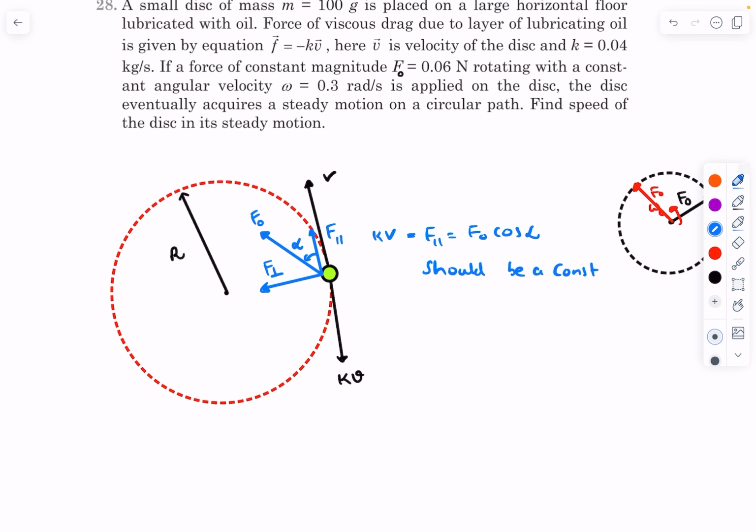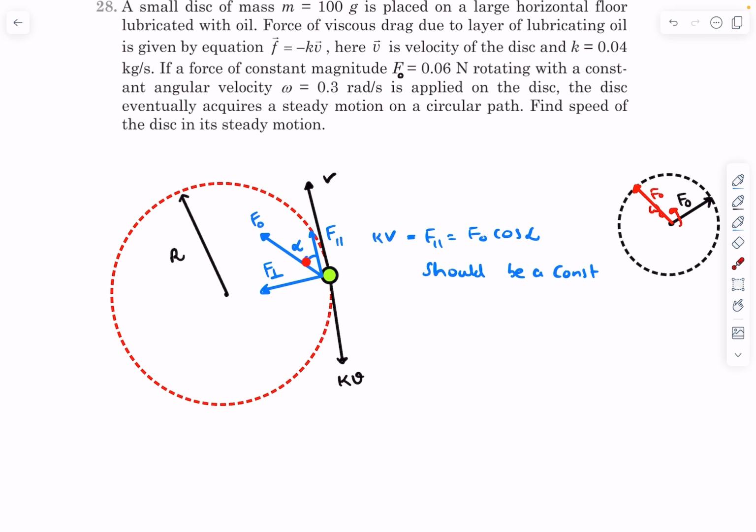Now, if you compare these two equations, what that means is cos alpha should be a constant, or basically alpha shouldn't change. So the main idea that we had to guess in this question was that this angle alpha is a constant. So I'm going to make a claim now: for the angle alpha to be a constant, the omega of the line of this vector f parallel should be the same as the omega of the vector f naught.